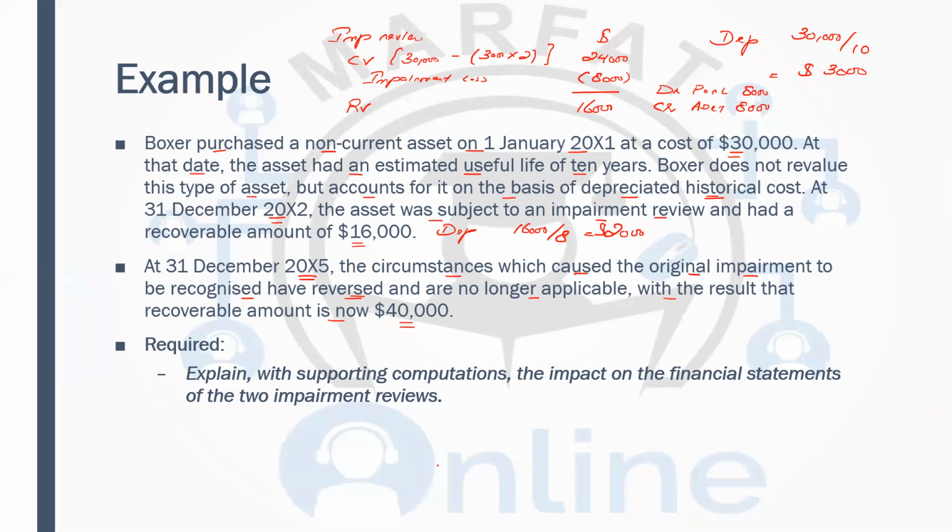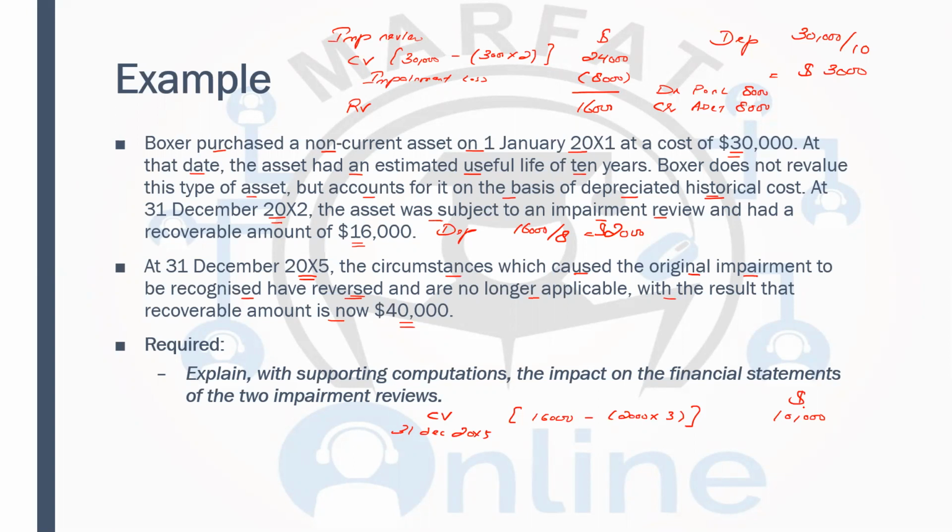How are we going to do that? The carrying value at 31st December 20X5. We have already discussed that once we have revalued the asset or charged an impairment loss, the new depreciation is charged on the revalued amount or the recoverable amount. So the recoverable amount is 16,000, and now you need to deduct 3-year depreciation, which was 2,000 into 3, and you get 10,000, which is the carrying value at 31st December 20X5.